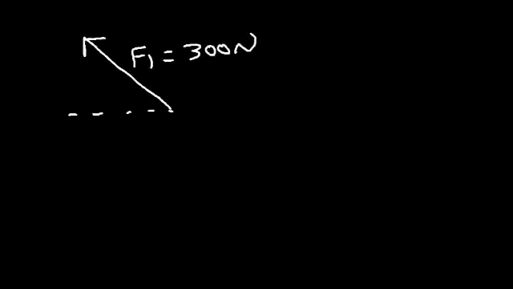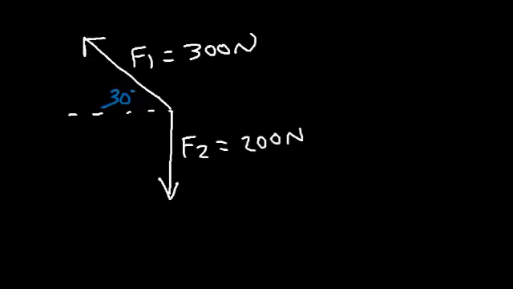Now let's try one more example for the sake of practice. So let's say you have a force which has a magnitude of 300 newtons and it's 30 degrees above the negative x-axis. And there's another force, we'll call it F2, which is 200 newtons along the negative y-axis. Calculate the resultant force. Find the magnitude and the direction.